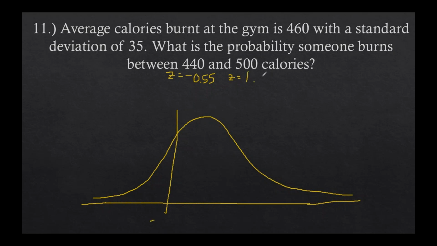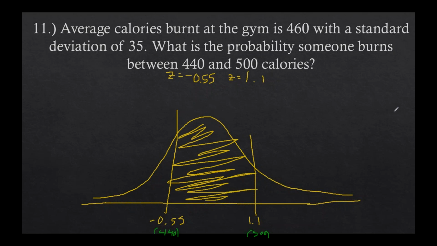1.1. All right. So I have my z-scores of negative 0.55 and 1.1. Now, just for fun, those correspond to values of 440 and 500. So our goal in this problem is to find the probability between. We want to find this shaded area, which causes a little bit of confusion because we have all this area on the sides. Do you have any idea how we would find just that area in between?